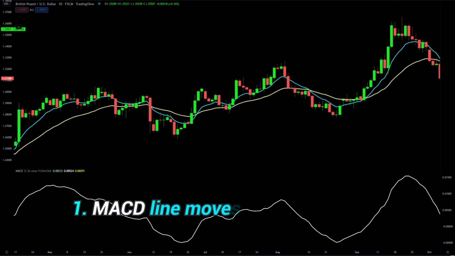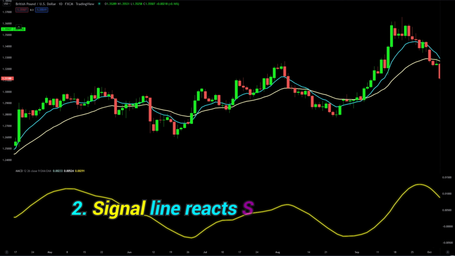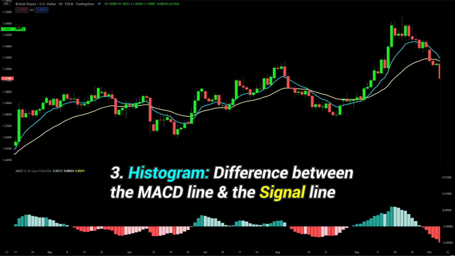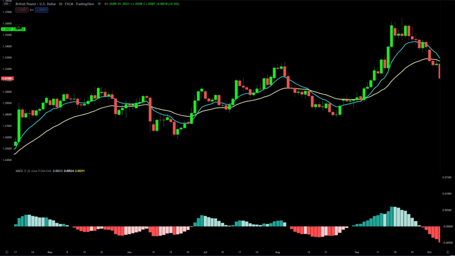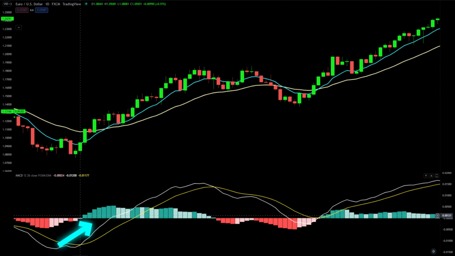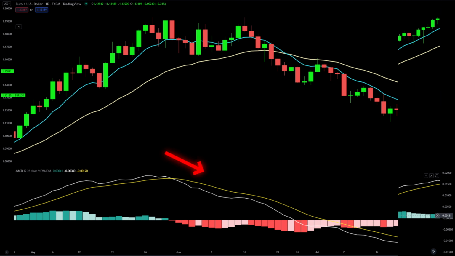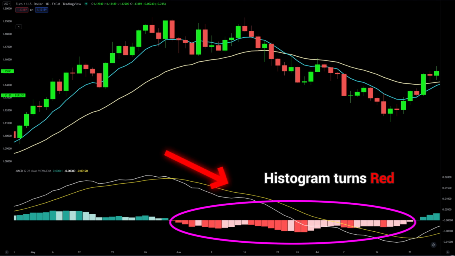The MACD line moves faster and is more sensitive to price changes, which will be the main focus of the MACD indicator. Compare that to the signal line which reacts slower to price changes, therefore giving it a smoother appearance. Next we have the histogram, which represents the difference between the MACD line and the signal line. For example, if the line crosses above the signal line, the histogram will turn green. And if it crosses below, the histogram will turn red.